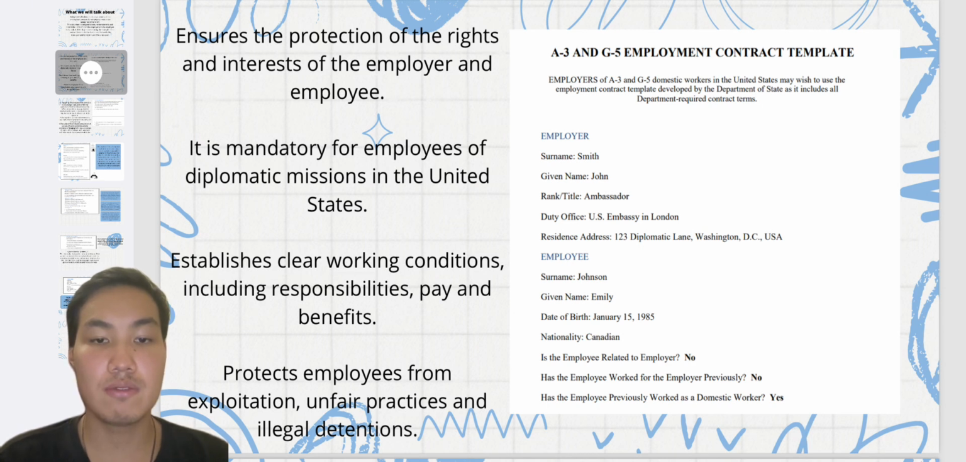The A3 and G5 contract is necessary to regulate labor relations between diplomatic missions and their employees working in the United States. This agreement protects the rights of both the employer and the employee by providing clear and transparent conditions that exclude possible legal disputes. It includes the obligations of the parties, and describes responsibilities, working hours, pay, vacation, and other important conditions, which helps to ensure compliance with labor norms and standards.